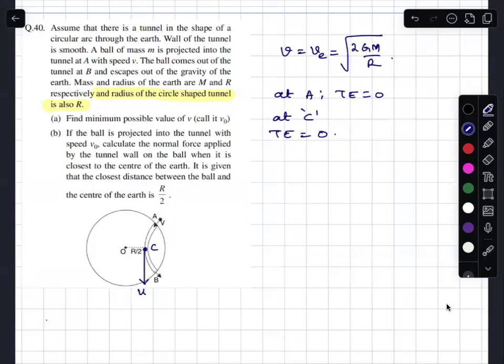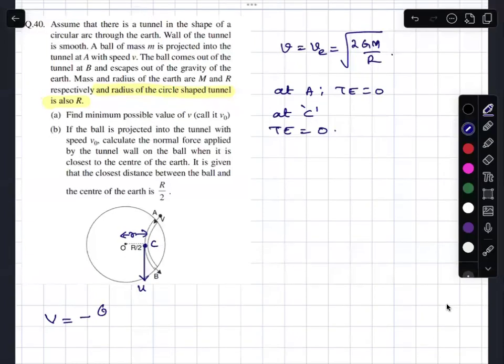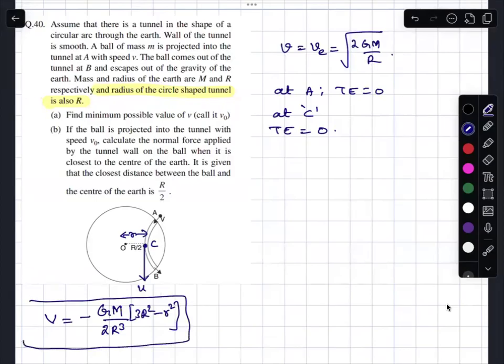For this purpose, you need to know this formula. Potential at a point which is at a distance r from the center of the solid sphere is minus GM by 2R³ times (3R² minus r²). Just please confirm whether you know this or not. In electrostatics, you have learned. Actually, there you would have learned it as kρ by 2R³ times (3R² minus r²). You need to know this.